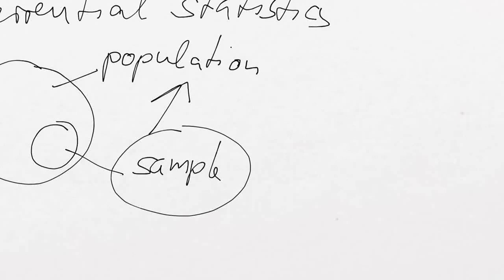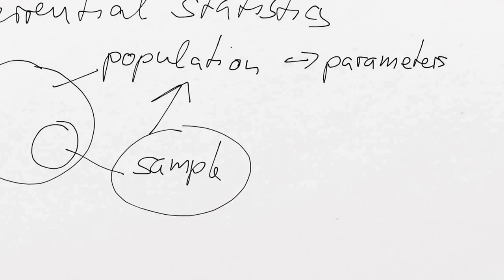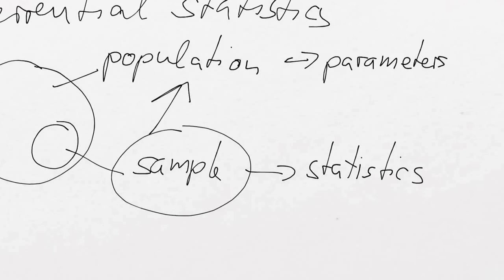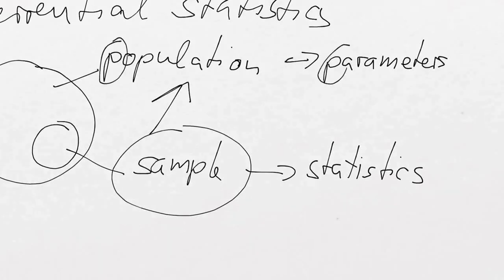Just a little bit of terminology. A population is characterized by its parameters. A sample is characterized by its statistics. So when I speak about a statistic, you should immediately realize that this is a sample. When I talk about parameters, you should be aware that this is now a population. And luckily, it works quite well as a mnemonic. Population parameters, sample statistics. So that's quite handy.